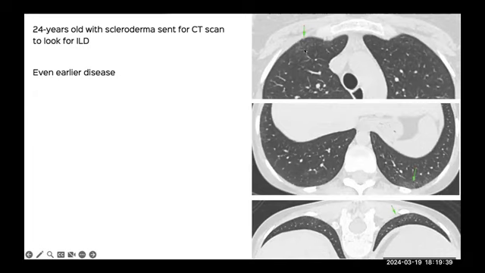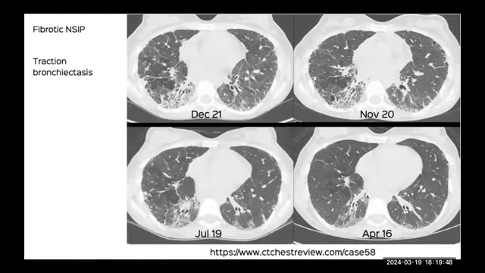And we also saw subtle reticular opacities in the non-dependent upper lobes as well. So very, very early NSIP. Now, we call it fibrotic NSIP when we see areas of traction bronchiectasis. If we see honeycombing, then we will call it a UIP pattern. And it could be an atypical UIP pattern or a variant pattern, which we may discuss in the future when we look at CTD-ILD per se.